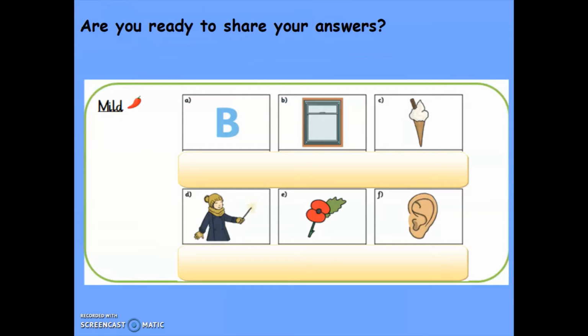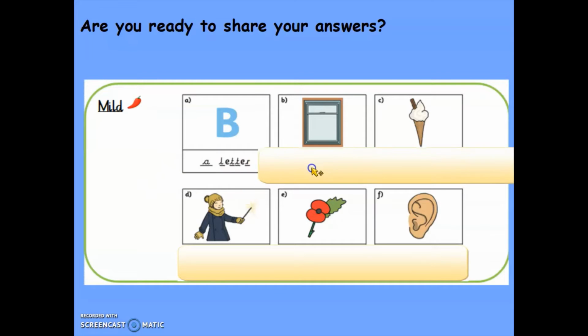If you did the mild challenge, here are your answers. For A, that one was already done for you. A letter. B is a window. A window, because window begins with a W, which is a consonant.